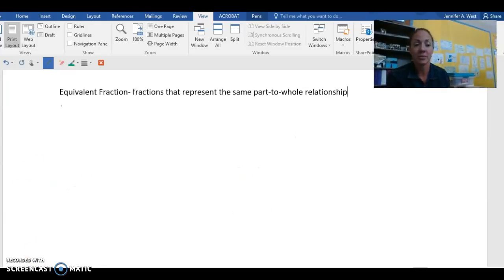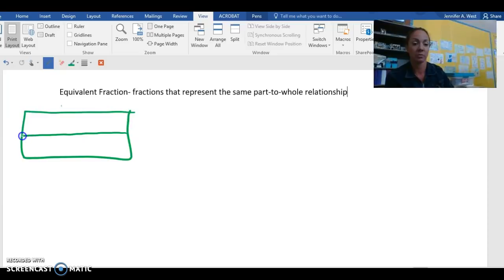Okay, our last vocab word is equivalent fraction. Equivalent fractions are fractions that represent the same part to whole relationship. 2 different fractions, they just show the same amount of space covered. So let me see here. I'll show you an example of that. And I really do hope that you're impressed with my awesome drawing here.